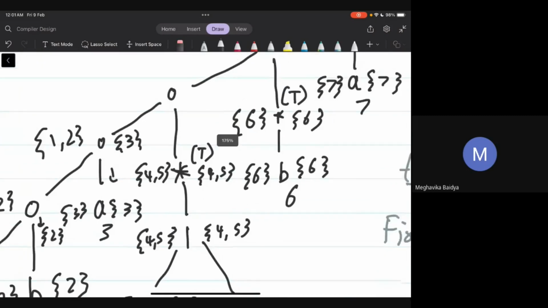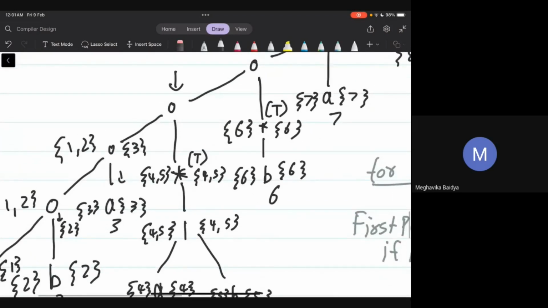And now we come to this concatenation. Here, on the left node, the nullability of C1 is false, so you just take 1 comma 2. But the nullability of C2 is true, so you take the union of 3 comma 4 comma 5. This is a star, and this is the last pos. Last pos of this one, and 3, comma 4, comma 5.